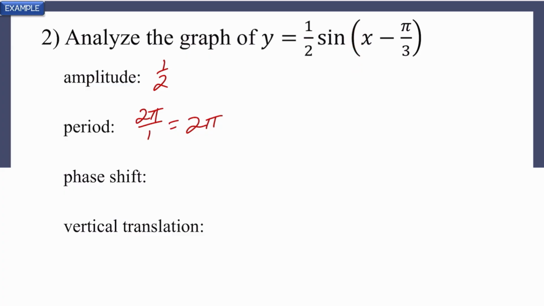The phase shift is going to be right pi over 3. You can also just write pi over 3, and that would be understood since it's positive that it's actually moving to the right. So you can either say right pi over 3 or just pi over 3. You don't need to do both because it would be redundant. And the vertical translation here would be none.